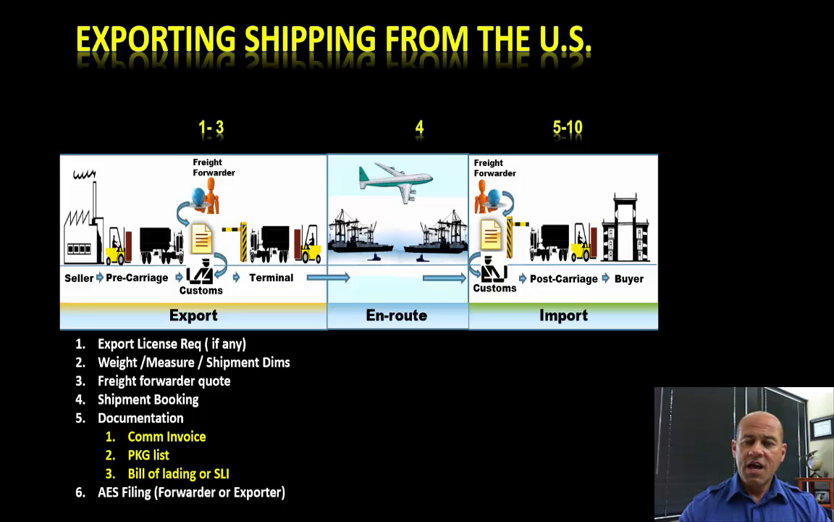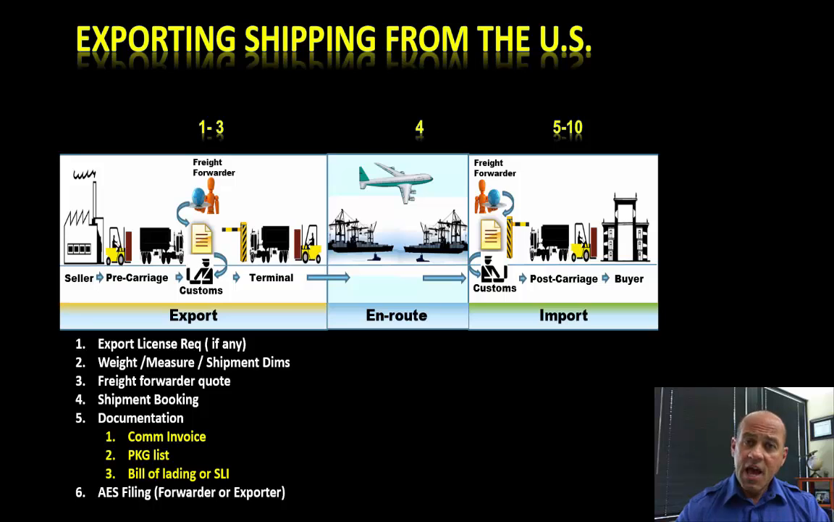Documentation. In any international transactions, minimum, you'll have a commercial invoice, packing list, and bill of lading. But you may have a lot of other required documents, so it's important to check which of those documents you need. It's not uncommon to have wood packaging certificates, certificates of origin, certificates of free sale, so there's a lot of other documents that could be required.